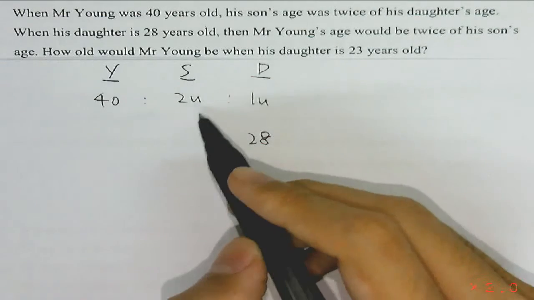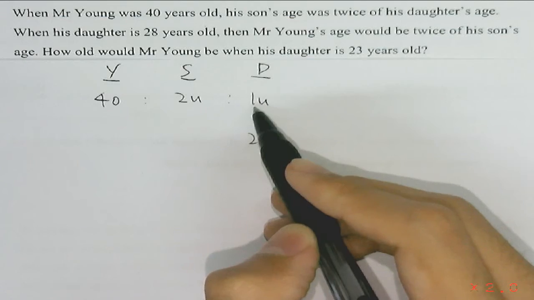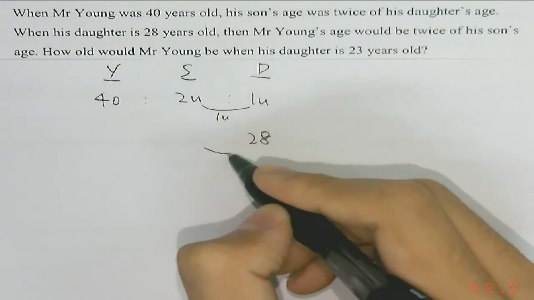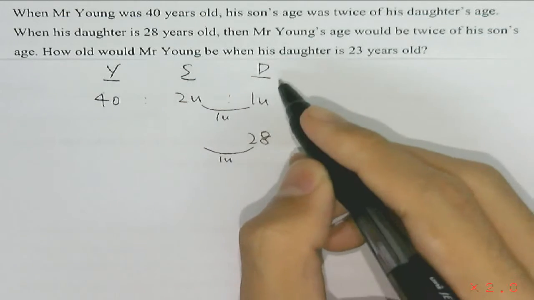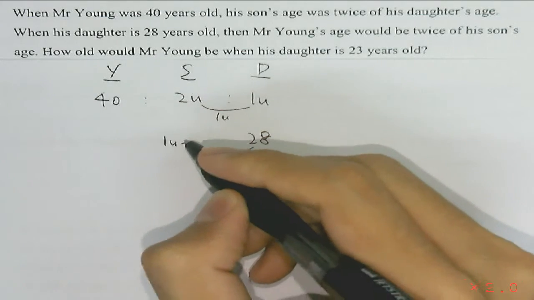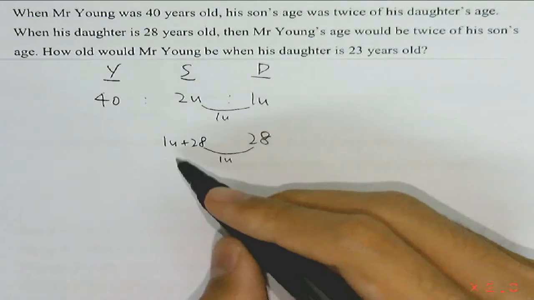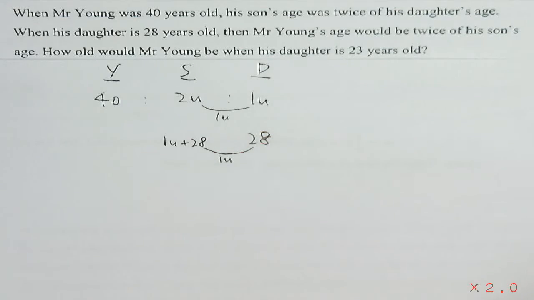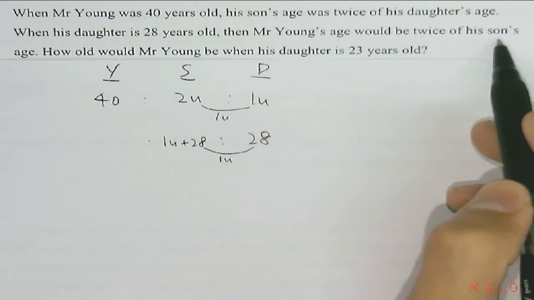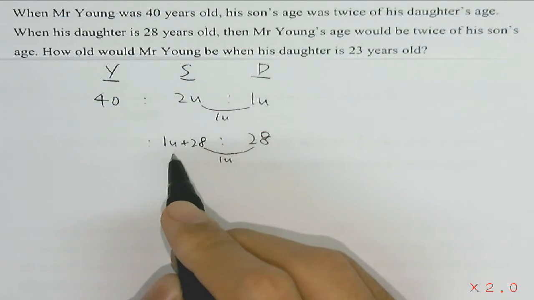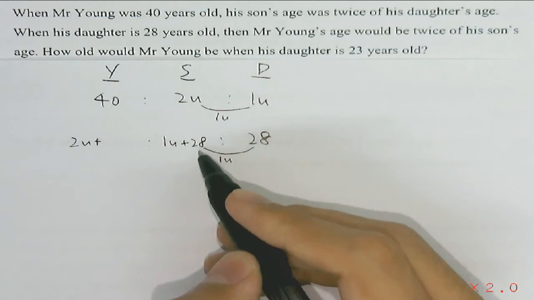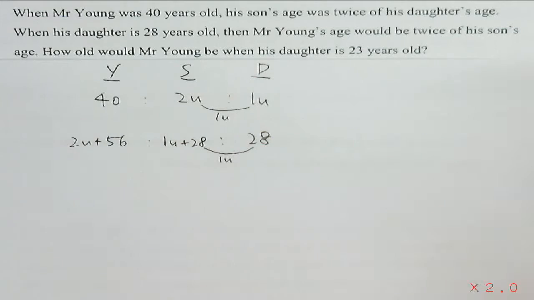Now, here if you notice the difference between the son's age and the daughter's age, the difference is 1 unit. Okay? Since the difference between the son's and the daughter's age will be constant, so here the son would then be 1 unit plus 28 years old, since he is always 1 unit older than the daughter. Okay? Then they tell us that Mr. Young's age will be twice of his son's age. So twice of the son's age would then be 2 times of 1 unit, which is 2 units, and 2 times of 28, which is 56. Alright?